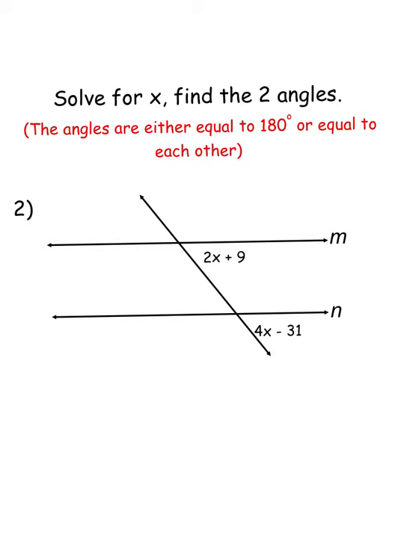One more practice problem. If I look at these two angles, it says solve for x, find the two angles. If I look at them, this angle here is in the bottom right. This is in the bottom right. So they are called corresponding because they're in the same position on a different parallel line. That means they're equal. So 2x plus 9 equals 4x minus 31.